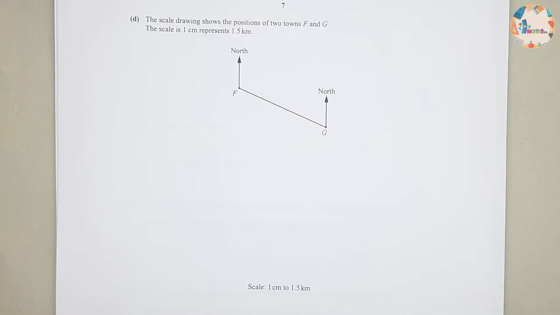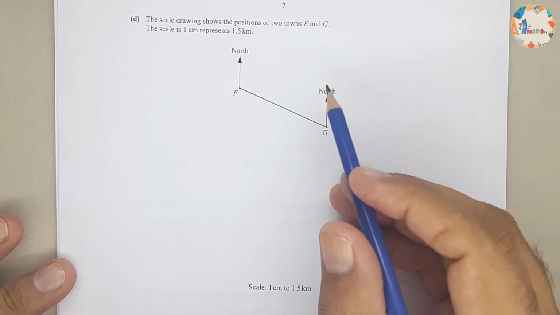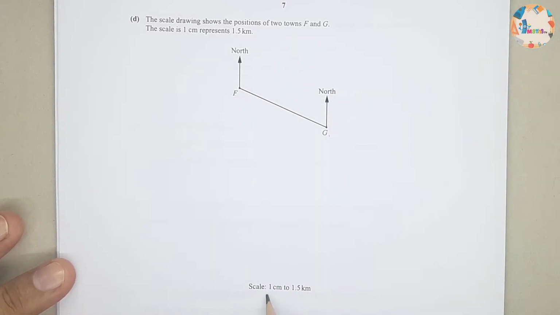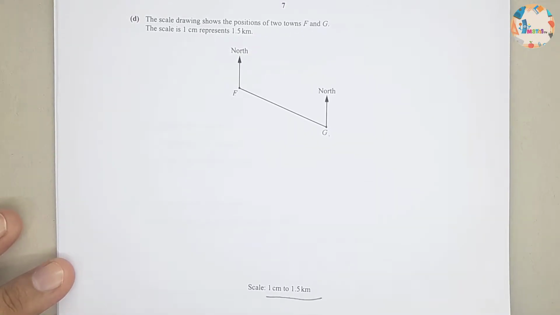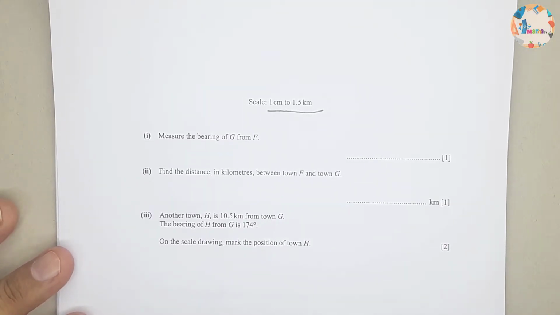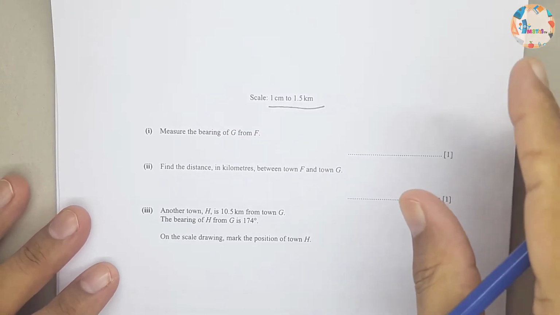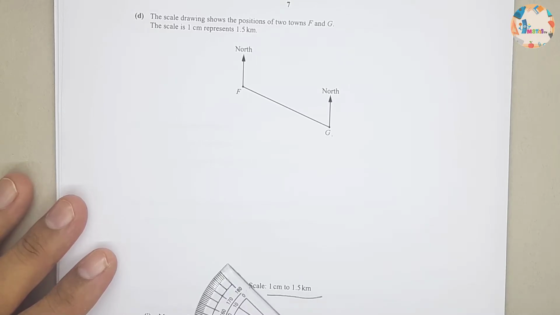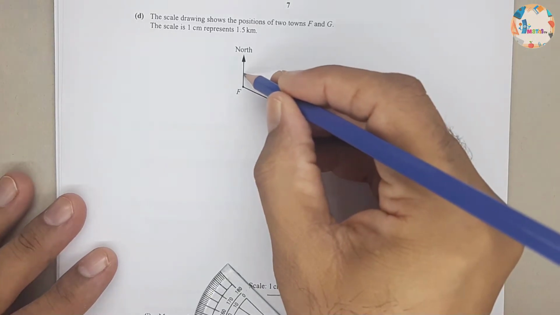So this is how we can complete this question. This is D part, which is bearing. The scale drawing shows the positions of 2 towns F and G. The scale is 1 centimeter is to 1.5 kilometers. So part 1 is measure the bearing of G from F. To measure bearing of G from F, we need this angle.